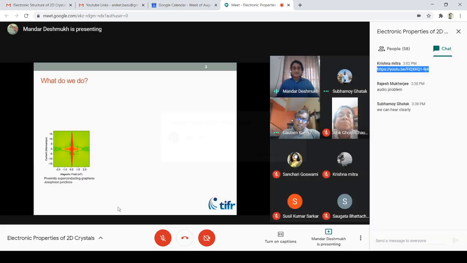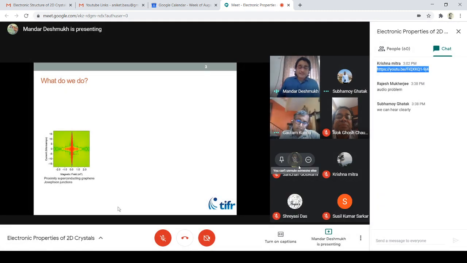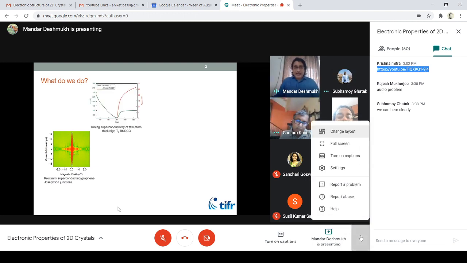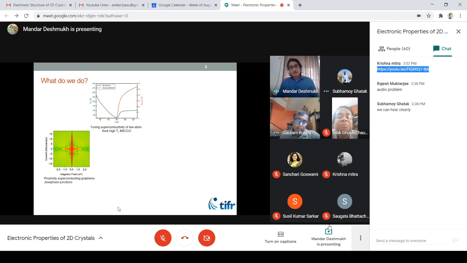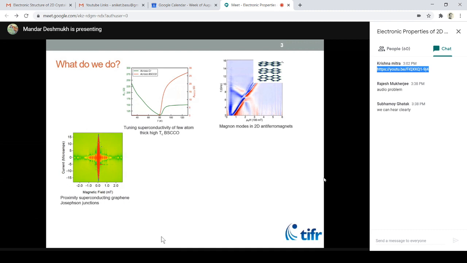I will not talk about all of this. So we look at superconductivity, induced superconductivity in graphene by connecting graphene to superconductors, which are called Josephson junctions. We look at superconductivity in very thin atomic crystals, which I will talk about towards the end of my talk. We look at magnetism in crystals and ask what is the nature of information that can be carried by magnons, which are the unit of magnetic excitation.